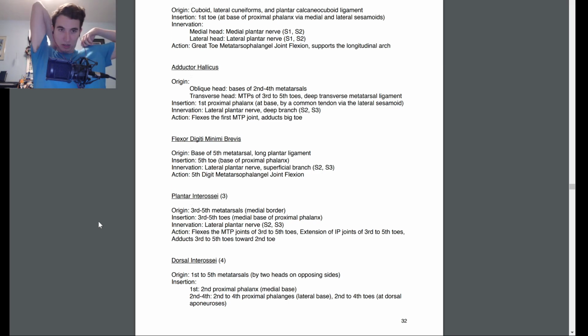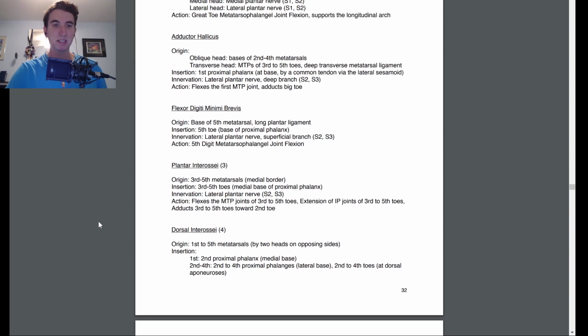Okay. On to flexor digiti minimi brevis, which originates at the base of the 5th metatarsal and the long plantar ligament. Insertion, it inserts at the 5th toe, the base of the proximal phalanx. Innervation is caused by the lateral plantar nerve and the superficial branch of it, coming from S2 and S3. The action caused is 5th digit metatarsophalangeal joint flexion.